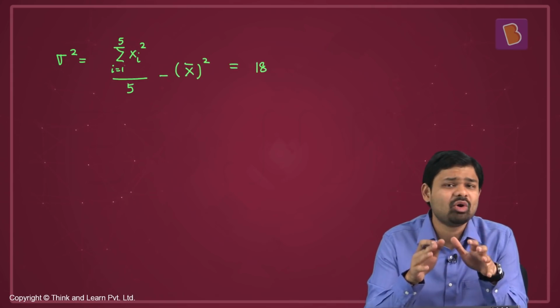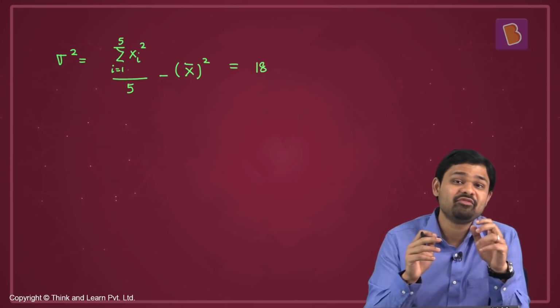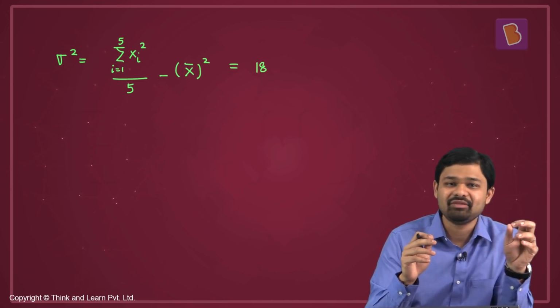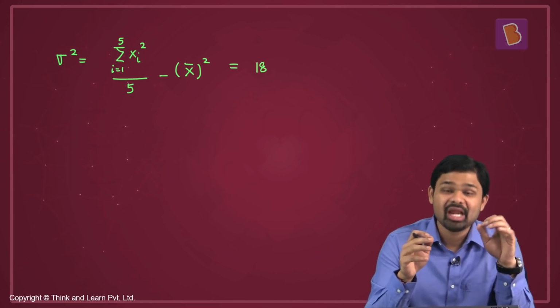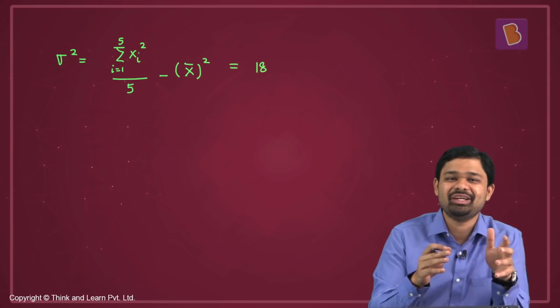What was the old mean? The old mean was 150. So the square of the old mean was 150 square, which is 22,500. 15 square is 225, which is why I said it's 22,500.